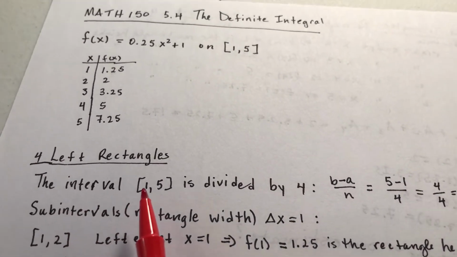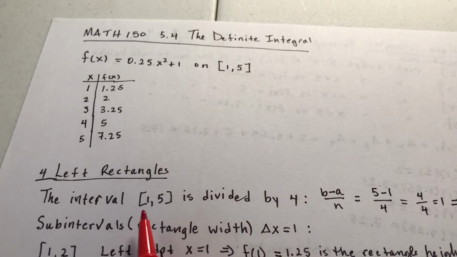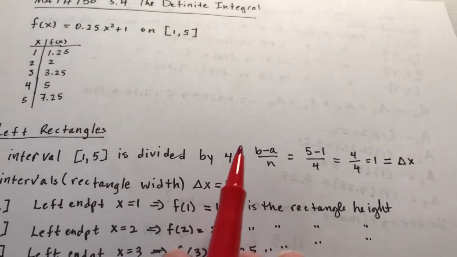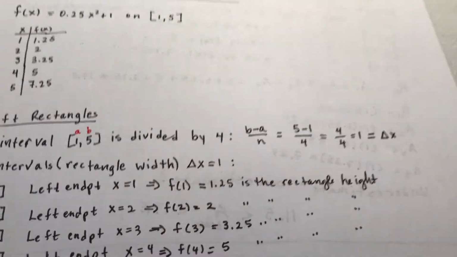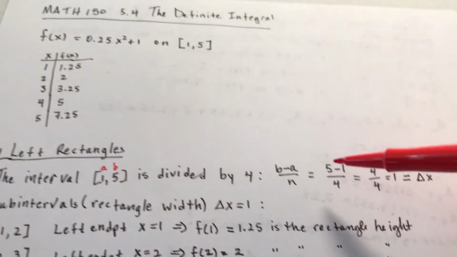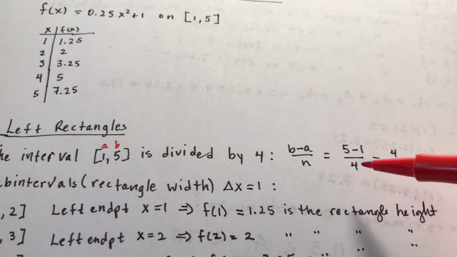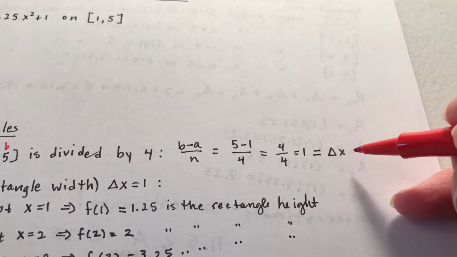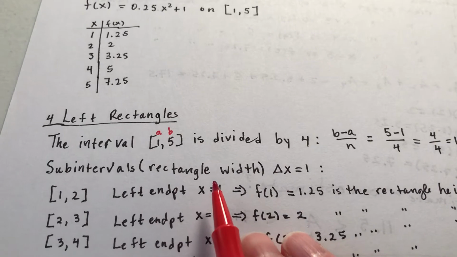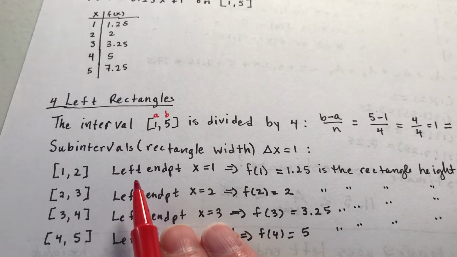So I'm taking the interval from 1 to 5, and I'm using 4 left rectangles. We're taking this distance divided by 4, and you do that by taking b minus a over n, and this is your a and this is your b. So that gives me 5 minus 1 over 4, and I'm using 4 for 4 rectangles, and I get 4 over 4 is 1, and that's called delta x. That's a change in x, and this is going to be the rectangle width, and for the rectangle height, we're going to use the left endpoint.